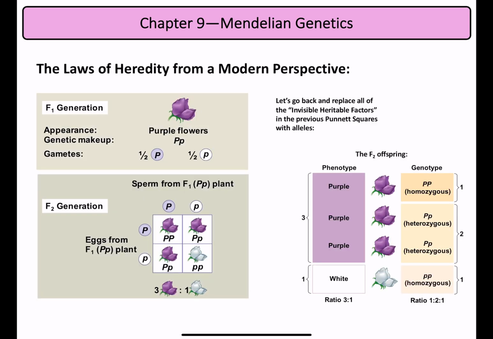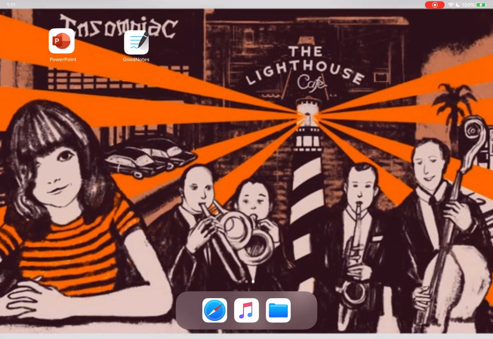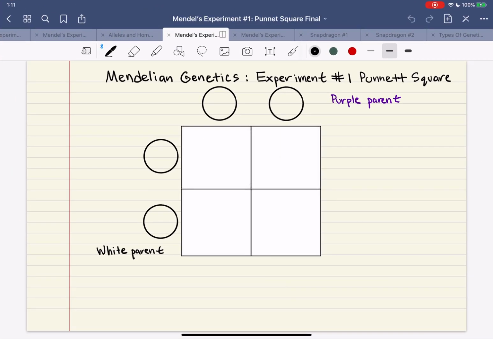So now we are ready to go back to our original 2 experiments and get rid of those purple and white blobs and use actual alleles instead of invisible heritable factors. Now it should all really start to make more sense. Okay, so I'm going to do that. We're going to go back to experiment number 1.